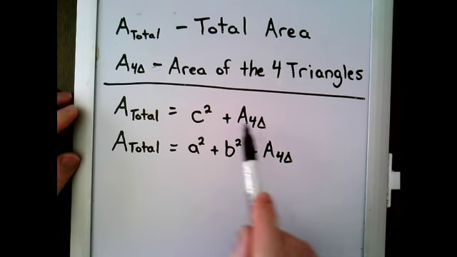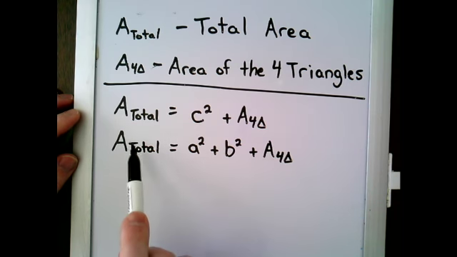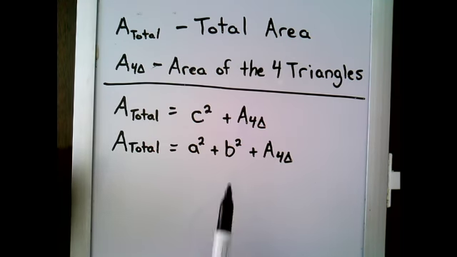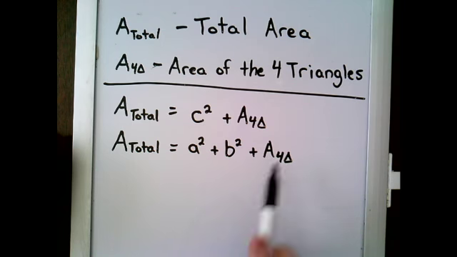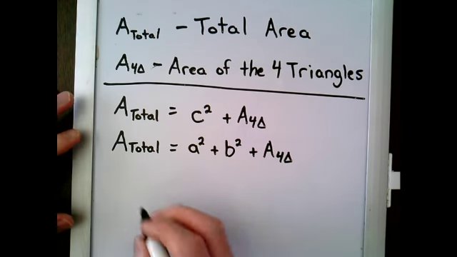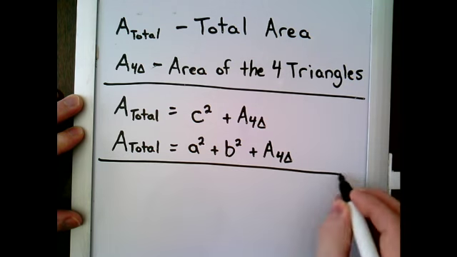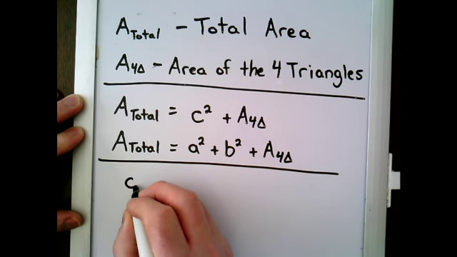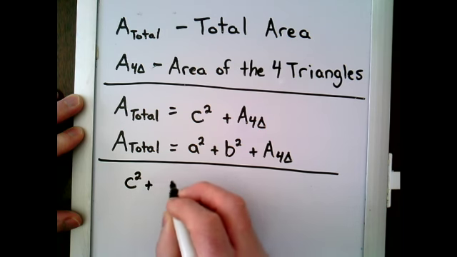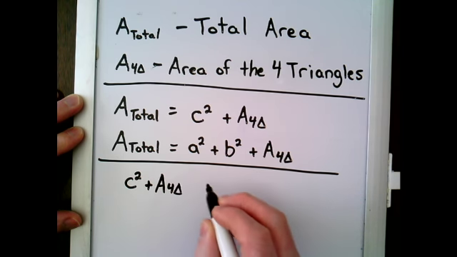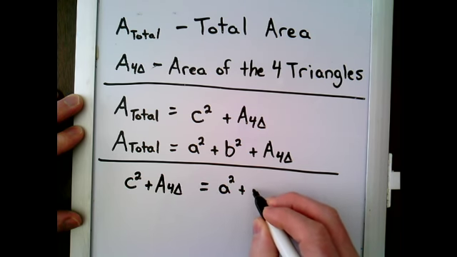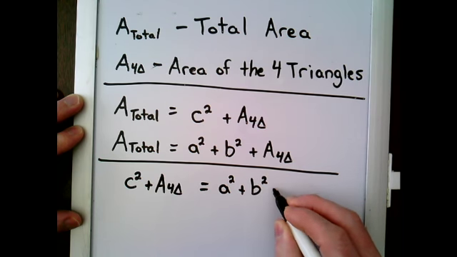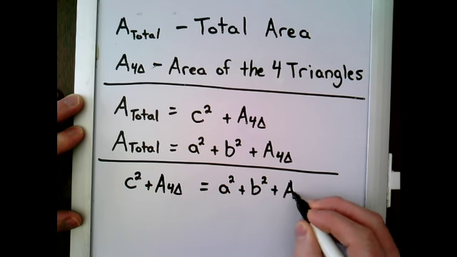Now, as you'll notice, both of these expressions here are equal to a total, and the total has not changed. So if this is equal to a total and this is equal to a total, then these two expressions must be equal to each other. So I'm going to rewrite this as c squared plus the area of the four triangles is equal to a squared plus b squared plus the area of the four triangles.